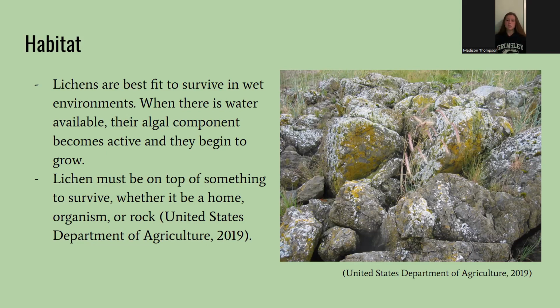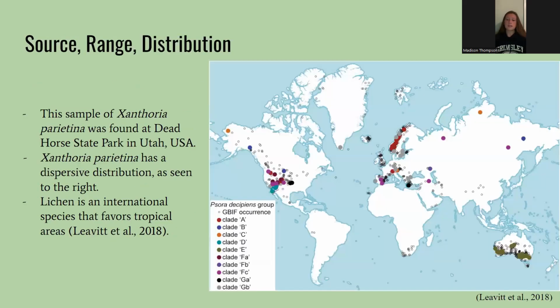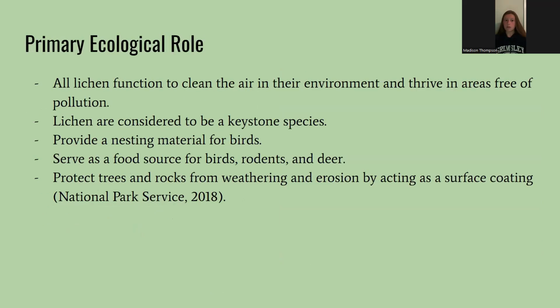And lichen must be on top of something to survive so they can access that water runoff and those nutrients that are within the water. And lichen is also endemic to the places that we saw on the map previously, specifically the Midwest and Northern Europe. The primary ecological role of this organism is to be a keystone species.